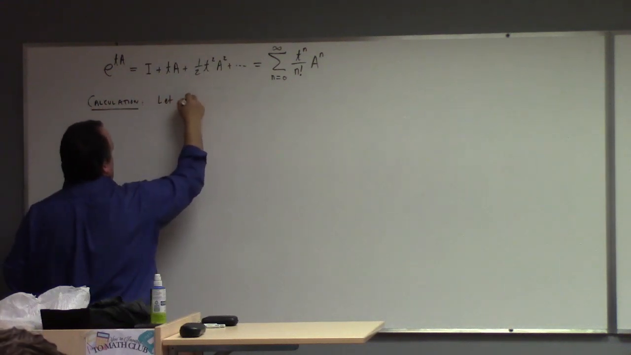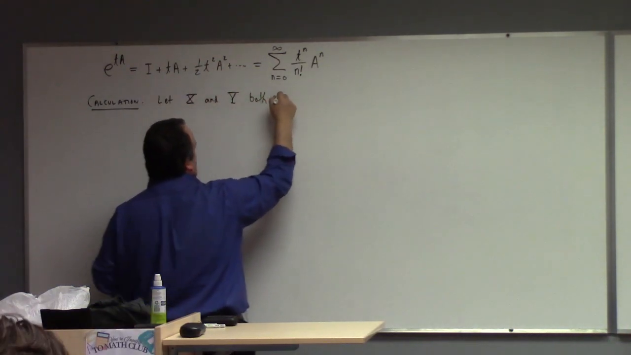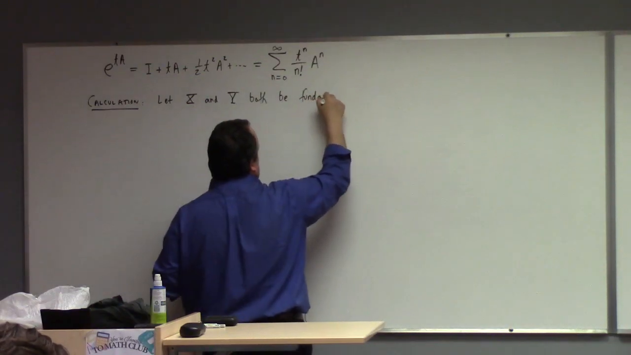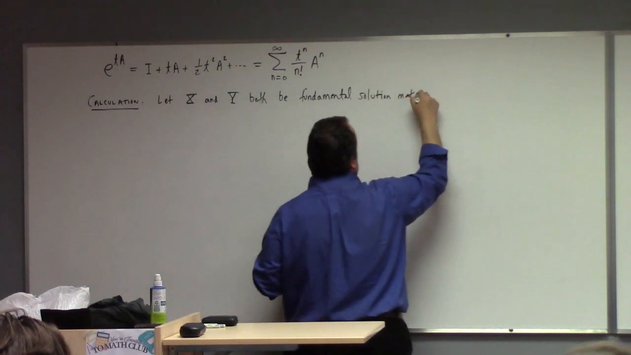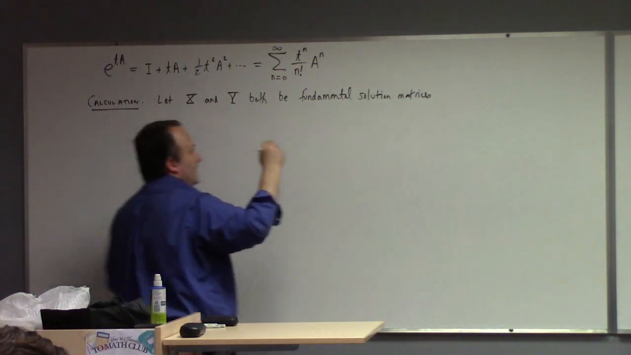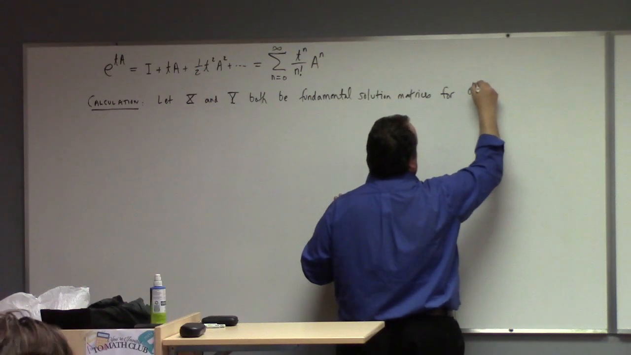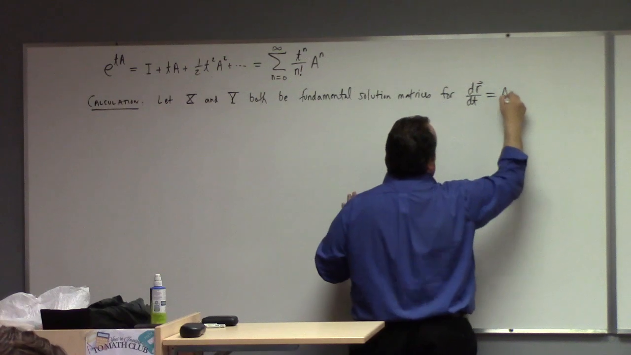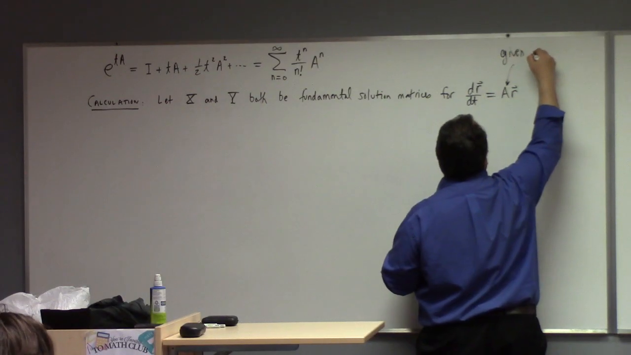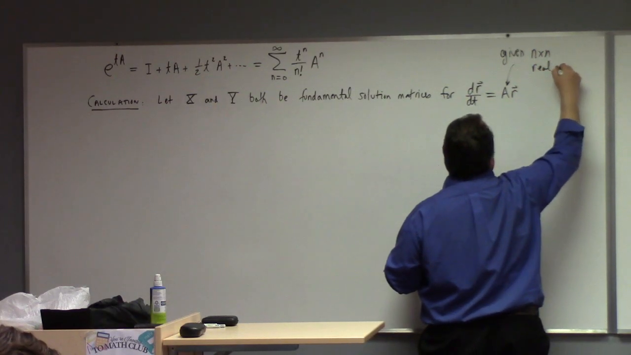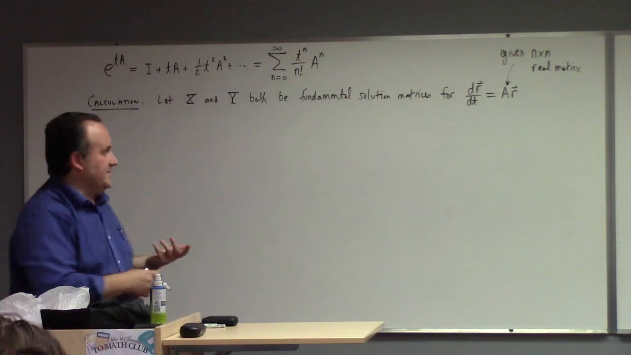So let's let X and Y both be fundamental solution matrices for, let's say, dY/dt equals AY, for a given n by n matrix A. All right. So let us think through this.